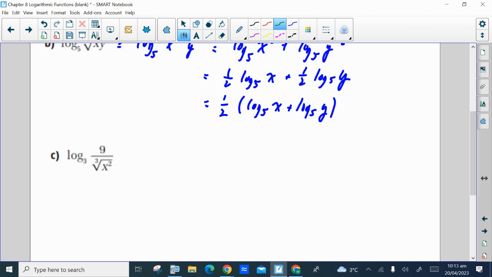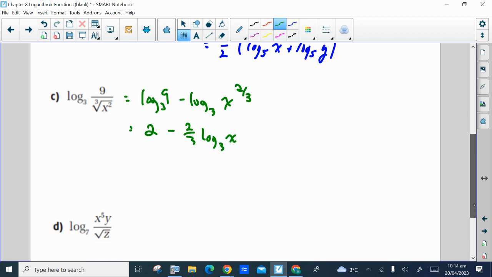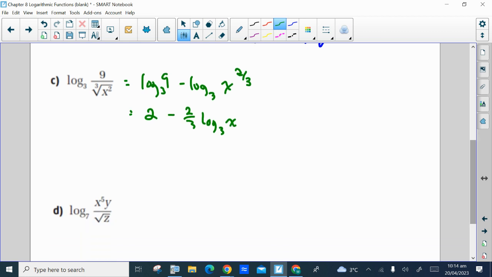Right? Question C. Because the argument is a quotient, we can use the quotient law and say that's minus log base 3 of x, and the cube root of x squared is x to the power 2/3. So there's a couple things we can do here. Number one, log base 3 of 9, well, that's 2. That's asking 3 to what power is 9. And for the second term, the exponent comes in front as a coefficient. So there, that one is written in simplest form.